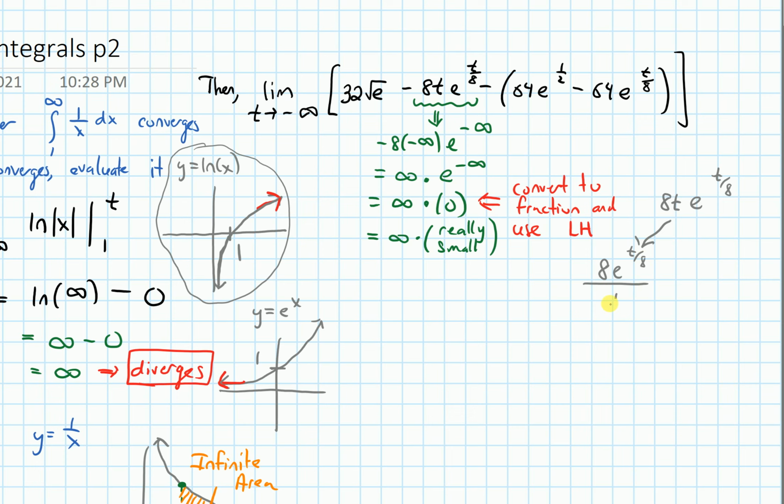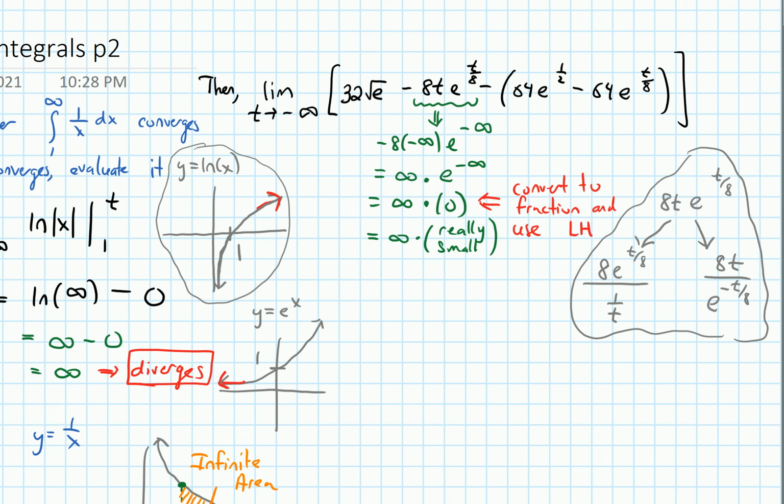So it would become 1 over t on the denominator. Or I could also write that as t to the negative 1 on the denominator. I could also bring the e term to the denominator and leave myself with 8t on the top. And then on the bottom, I would have e to the negative t over 8 if I bring that to the denominator. So I'm going to put this in a little thought pyramid here.